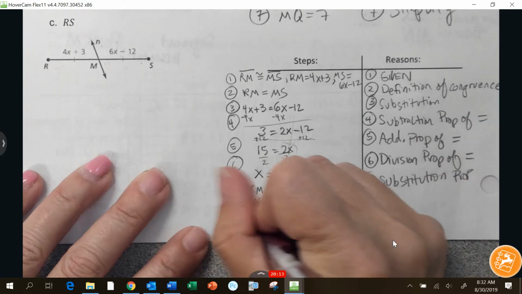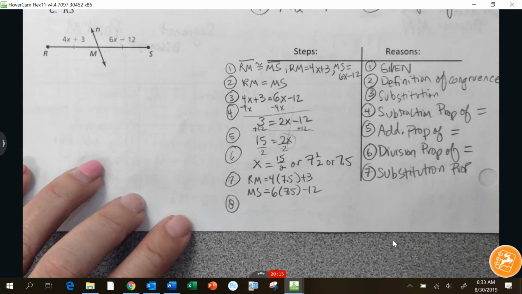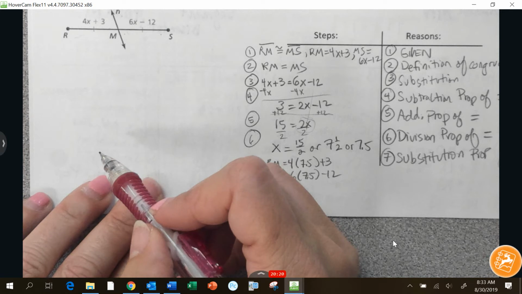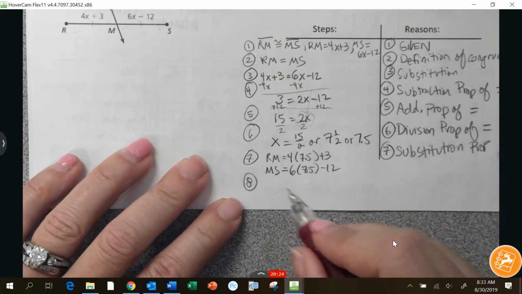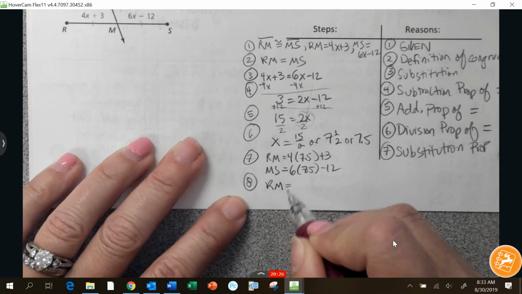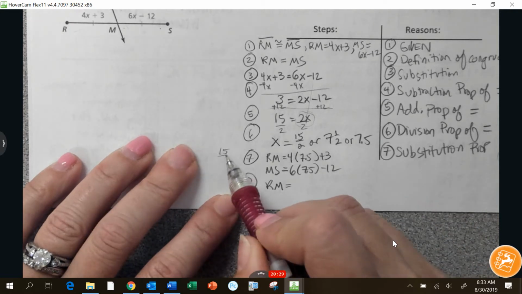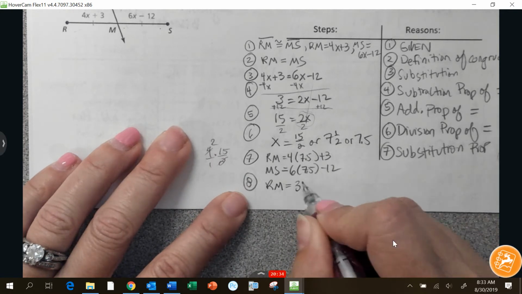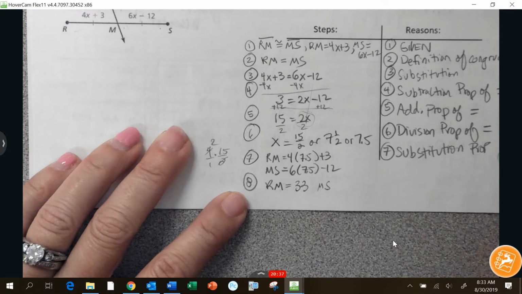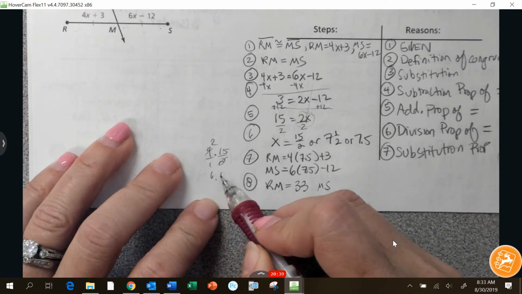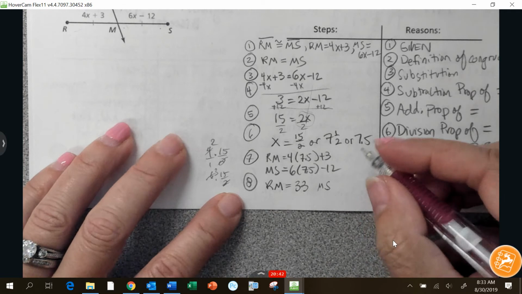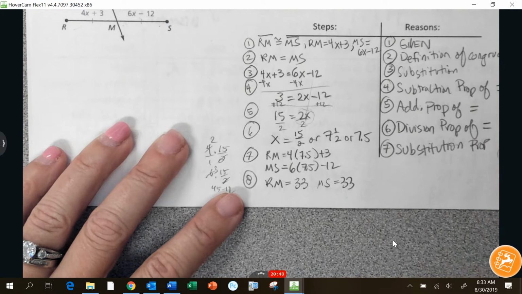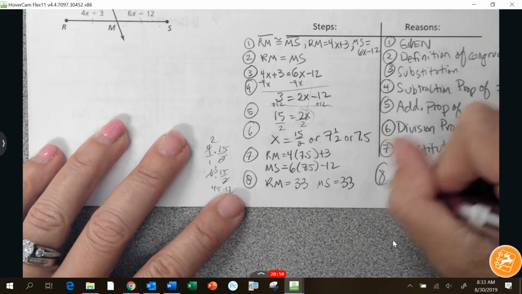So once we have that, by the way, I'm totally going to run out of space, so I'm going to have to finish the rest of it over here. You probably are in the same boat. So now I have RM equals, did anybody do that yet? 15 halves times 4, that's 30, plus 3, 33. MS, I hope that's the same answer. 6 times 15 halves, 45, minus 12, yep, 33. So that was simplify.